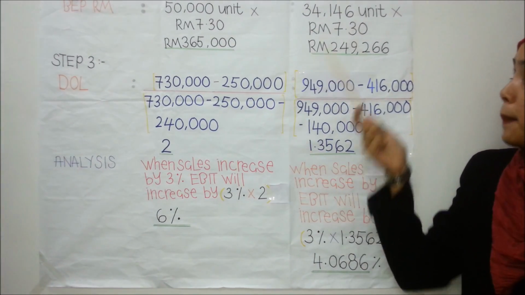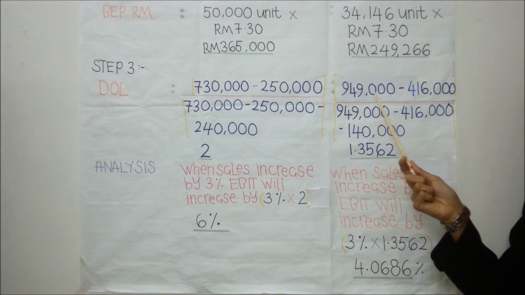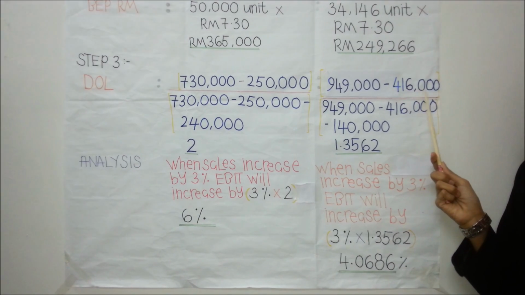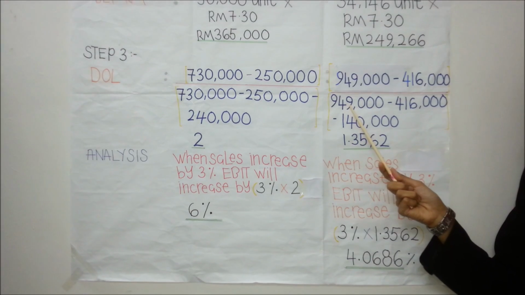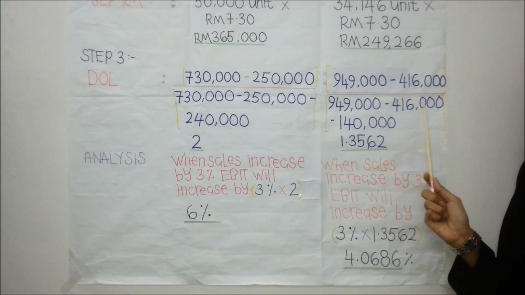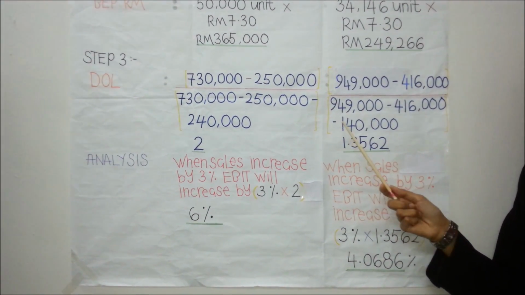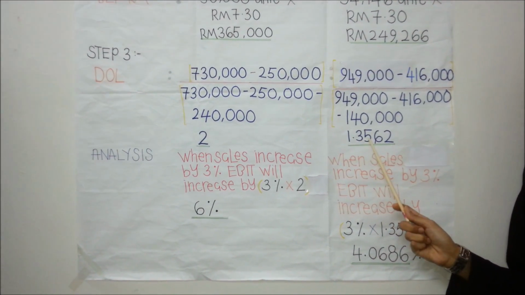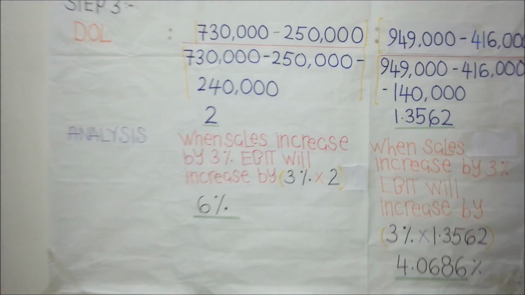And DOL for plan M, we need to take total sales 949,000 minus total variable cost 416,000, and we need to divide by total sales 949,000 minus total variable cost 416,000, and we need to minus also total fixed cost 140,000, and we will get 1.3562 for plan M.